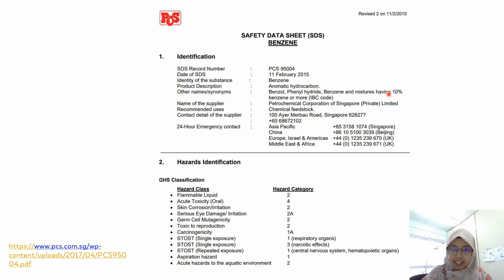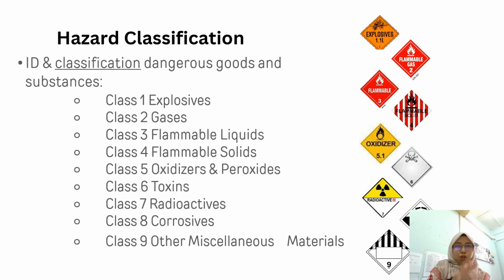numbers given. Meanwhile, the hazard identification is basically the hazards of the chemical that we must know. It tells you the hazard category inside all the hazard classes, such as flammable liquid, which is only category 2 and not severe. Meanwhile, there is also acute toxicity, skin corrosion, serious eye damage, germ cell mutagenicity, toxicity and carcinogenicity. So here is the hazard classification, which shows you different classes and also the classifications of dangerous goods and substances.